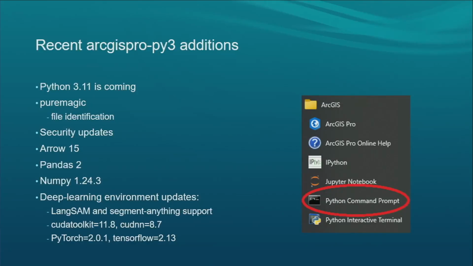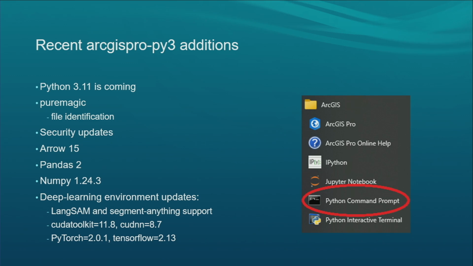When talking about ArcGIS Pro Py 3, every release we go through and update this collection of 200 or so, 250 packages. Of course, we take care of security updates. We hit all the high-ranking CVEs, make sure those are all taken care of or not applicable. Another package that we've added that's coming is called Pure Magic, which is a really cool file identification project.